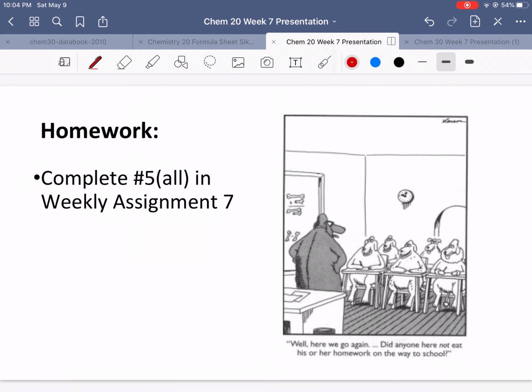In terms of some questions for you to practice, check out number 5, all. They are all focused on formation or decomposition reactions. Make sure in the assignment you are balancing properly and putting correct states of matter. Good luck. If you have questions, contact me, ask me. It's no problem.